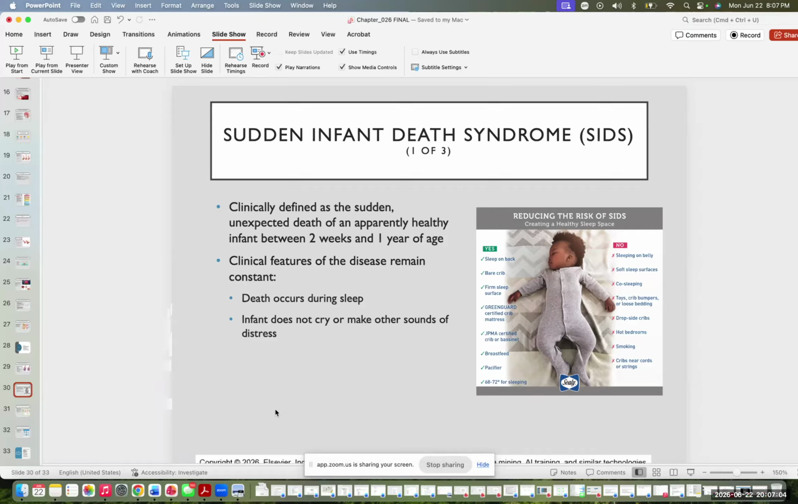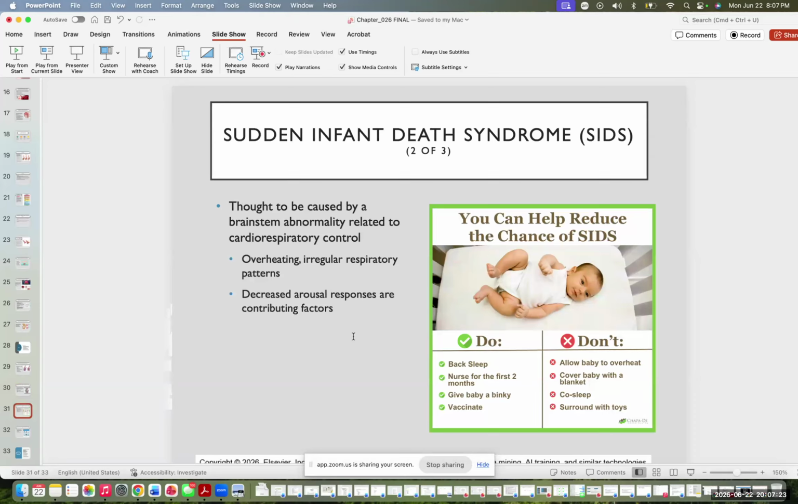So the clinical features of this are that death occurs during sleep. Infant doesn't cry or make other sounds of distress. The parents just find the baby gone in the morning. So it's a respiratory issue where they're not able to have cardiorespiratory control. Some thought it's caused by a brainstem abnormality or overheating. So irregular respiratory patterns and decreased arousal response are contributing factors.